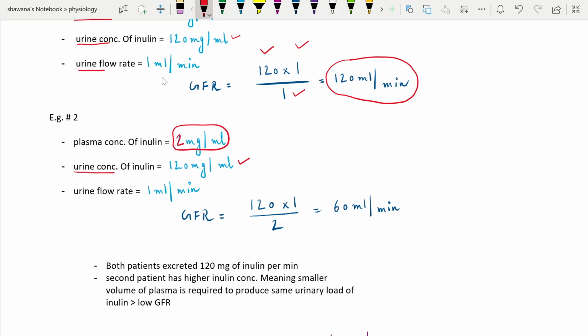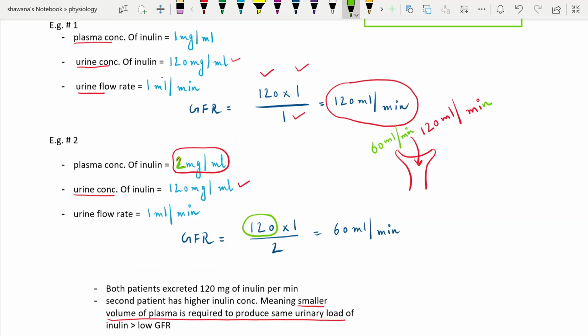Why is that so? Because we have 2 mg of inulin in the blood, but the amount of inulin present in the urine is 120. So 60 multiplied by 2 is 120. Okay, we need the amount of GFR to be reduced as to equalize the inulin concentration in the urine.